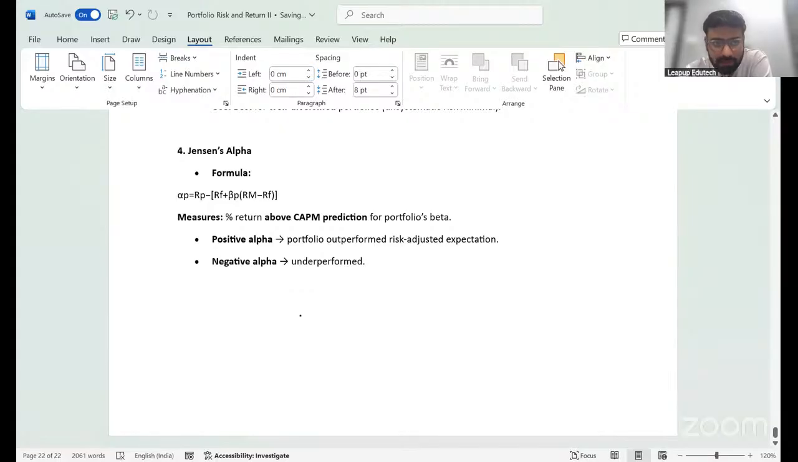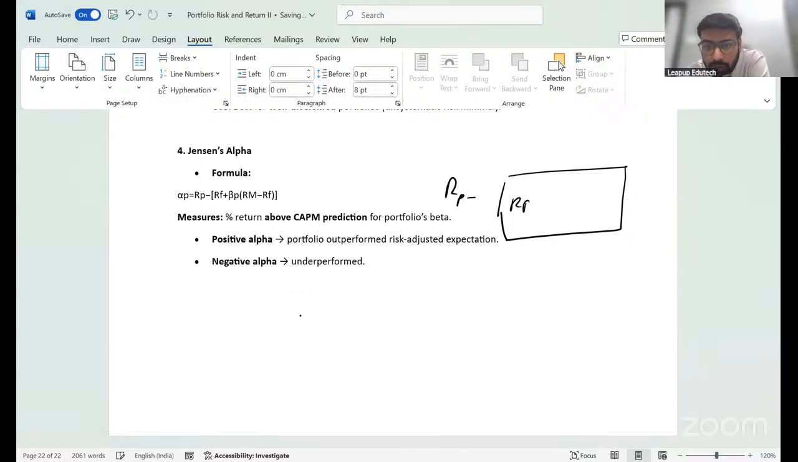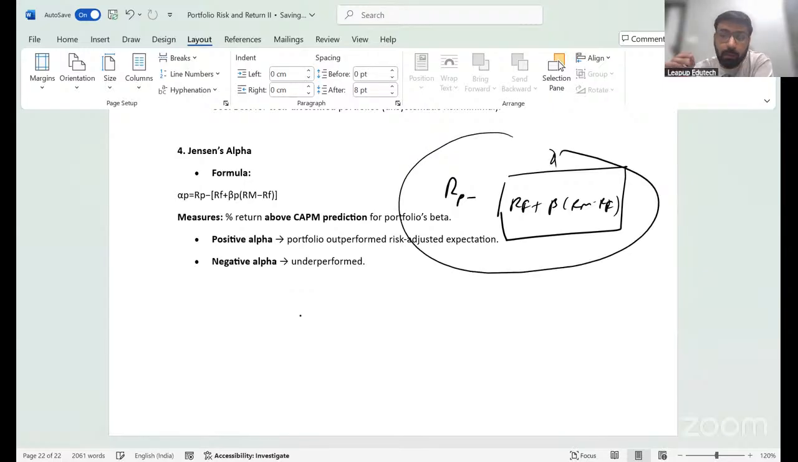And sir, what do you mean by Jensen's alpha? Jensen's alpha is a return that is above the CAPM prediction. CAPM predicted 15%. If you got more than that, that means you have earned more return. That means the return of the portfolio minus the return that was estimated by the CAPM, which is the risk-free rate plus beta into RM minus RF. And that wraps up our complete revision of portfolio risk and return part 2.